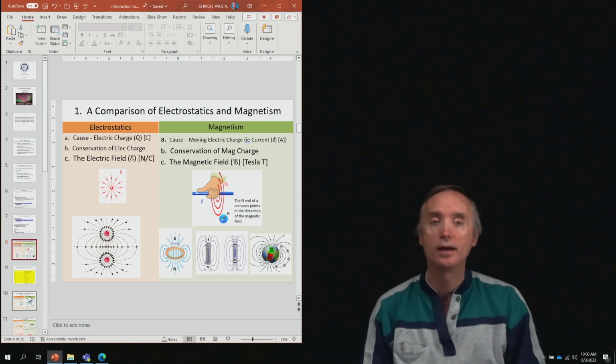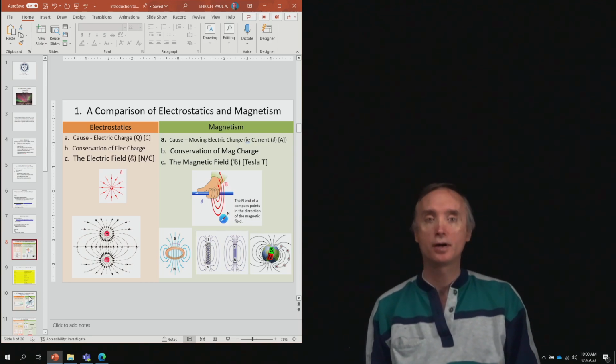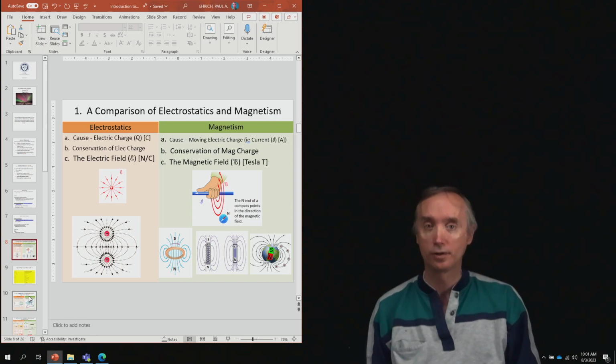Okay, we're back, and so now this is going to be a comparison of what you already know with what we're going to be learning today. So on the left-hand side is everything dealing with electrostatics, which is going to be charges which are not moving. And we found that they were caused by electric charge. So the cause of electrostatics is going to be electric charges.